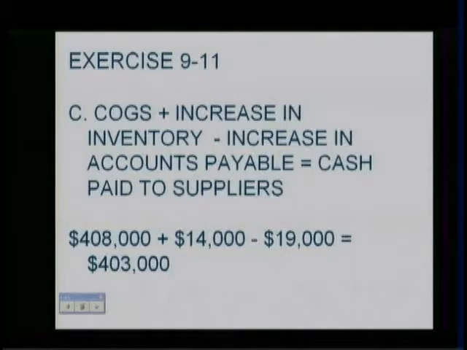So the cash paid to your suppliers then is the $408,000 of cost of goods sold, plus the $14,000 increase in inventory, less the $19,000 increase in accounts payable. That gives you $403,000 that you actually paid in cash to your suppliers.